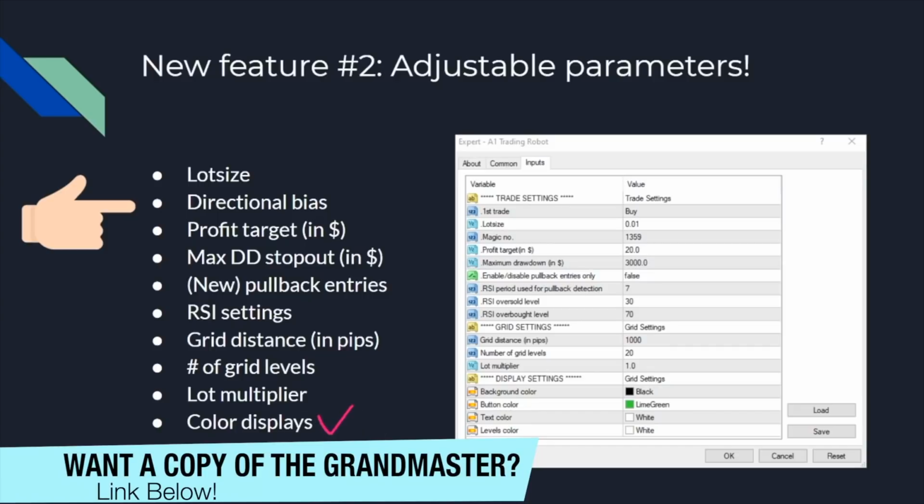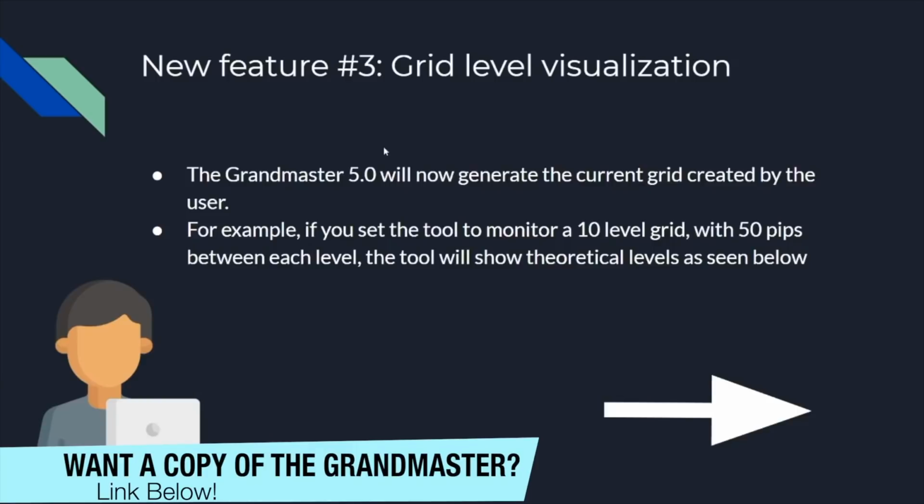Finally, you get all the color displays, which is really convenient. You can make the tool look however you'd like, whichever is easiest on your eyes or whatever settings you just prefer.